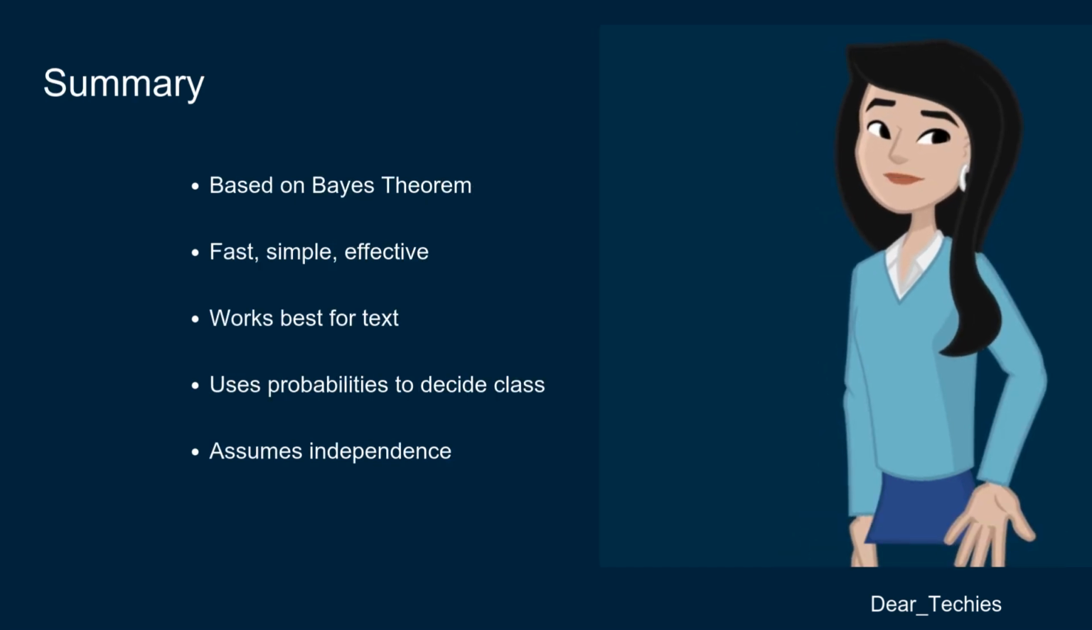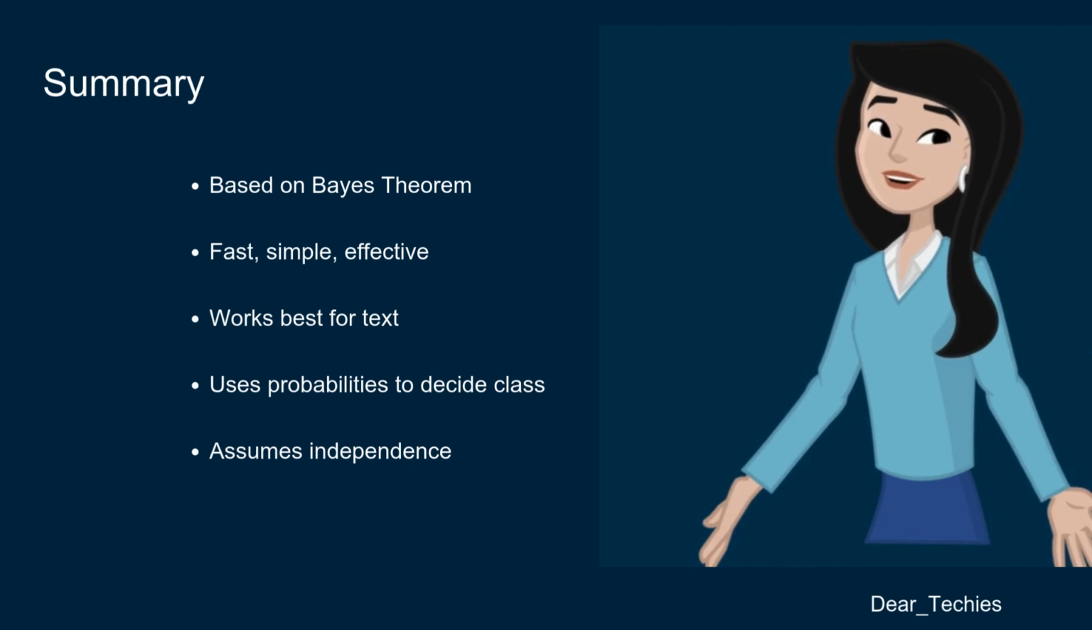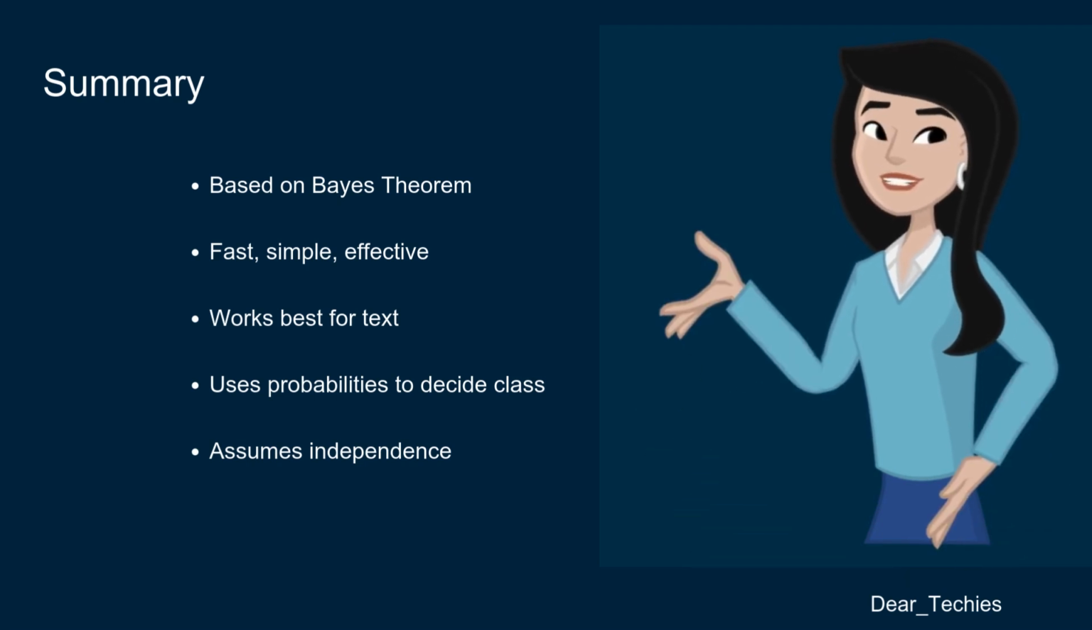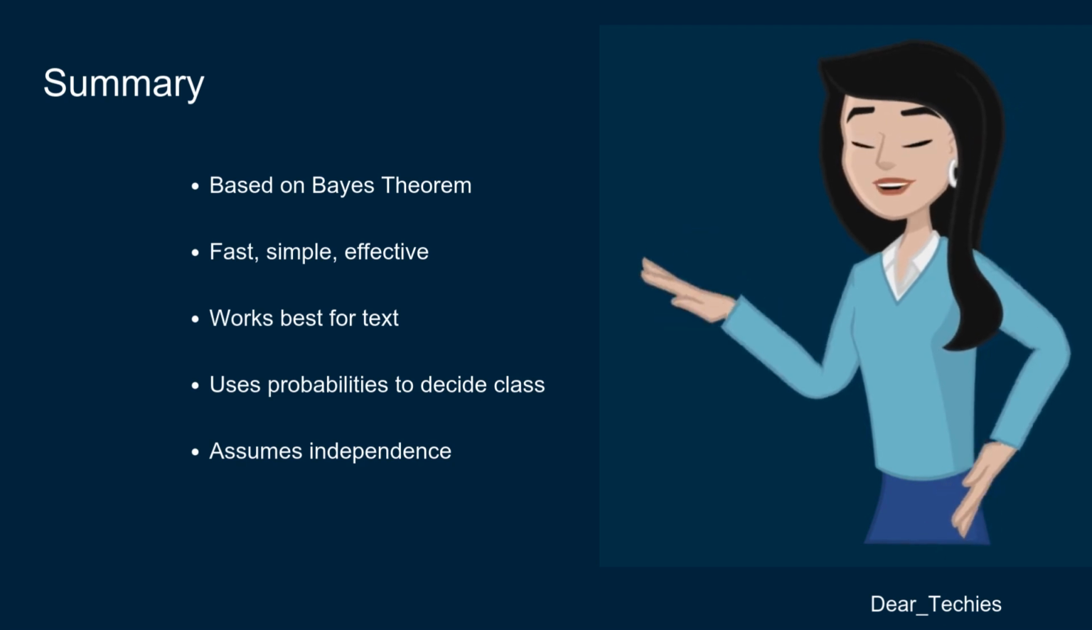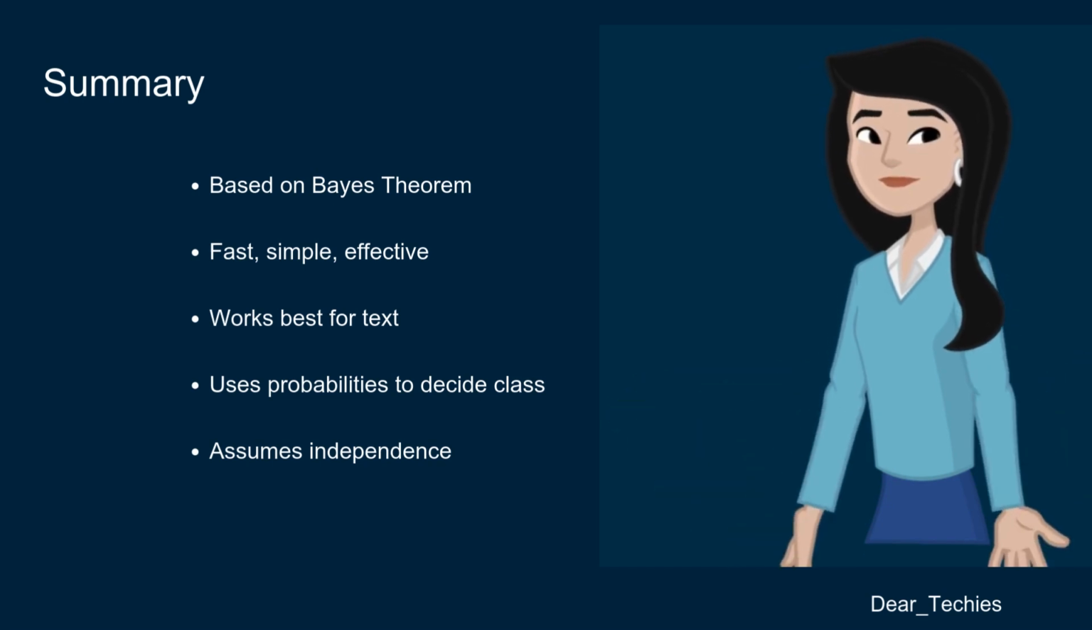To summarize, naive Bayes is one of the simplest and fastest machine learning algorithms. It uses probabilities to classify data and works especially well for text. The independence assumption is its biggest weakness, but still it performs surprisingly well.